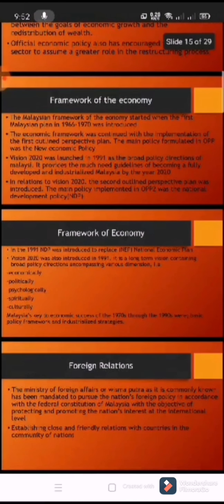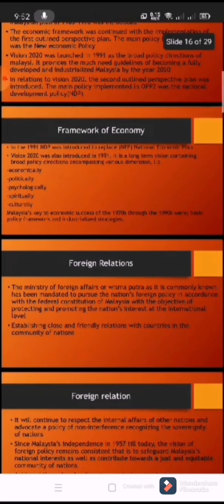In relation to Vision 2020, the Second Outline Perspective Plan was introduced. The main policy implemented in the OPP was the National Development Policy. Framework of the economy. In 1991, the NDP was introduced to replace the NEP. Vision 2020 was also introduced in 1991. It is a long-term vision containing broad policy directions encompassing various dimensions: economically, politically, psychologically, spiritually, culturally. Malaysia's keys to economic success in the 1970s through the 1990s were a basic policy framework and an industrialization strategy.